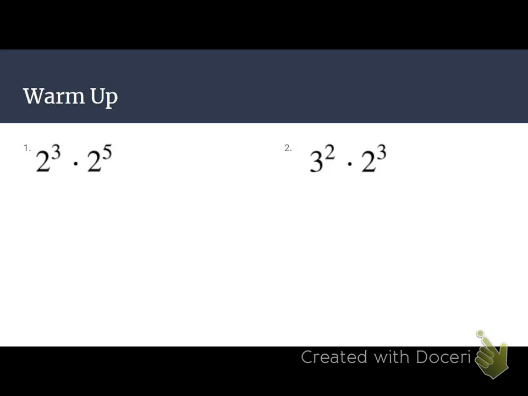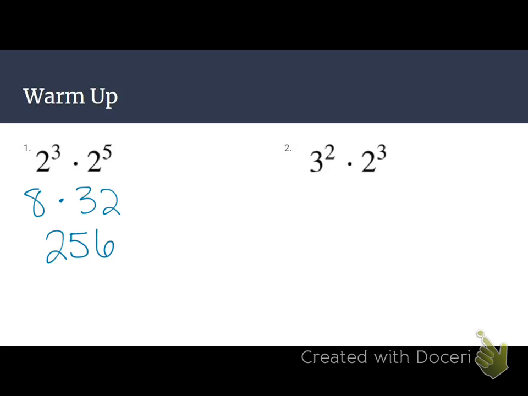2 times 2 times 2, which equals 8. Multiplied by 2 to the fifth. 32. So 2 times 2 times 2 times 2 times 2 is 32. And then we have to multiply those together, which ends up being 256. So on 2 to the third power, you just did 2 times 2 times 2, and then you just put the answer right here. Yep.